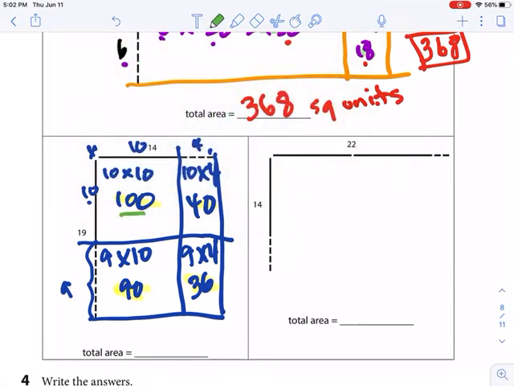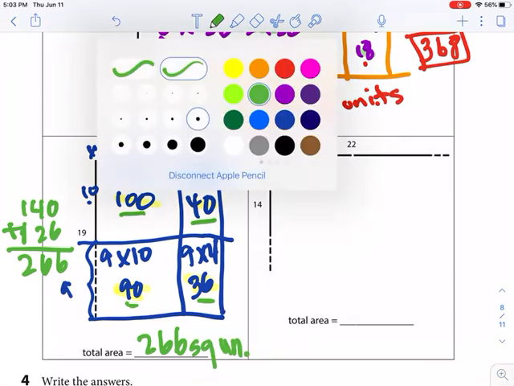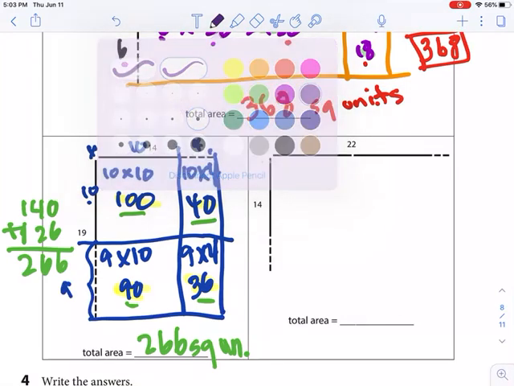So 100 plus 40 is 140. 90 plus 36 is 126. Okay. Now I can add my partial products, 6, 6, and 2. So my area is 266 square units. All right, we're almost done. We'll take a look at our last problem here.